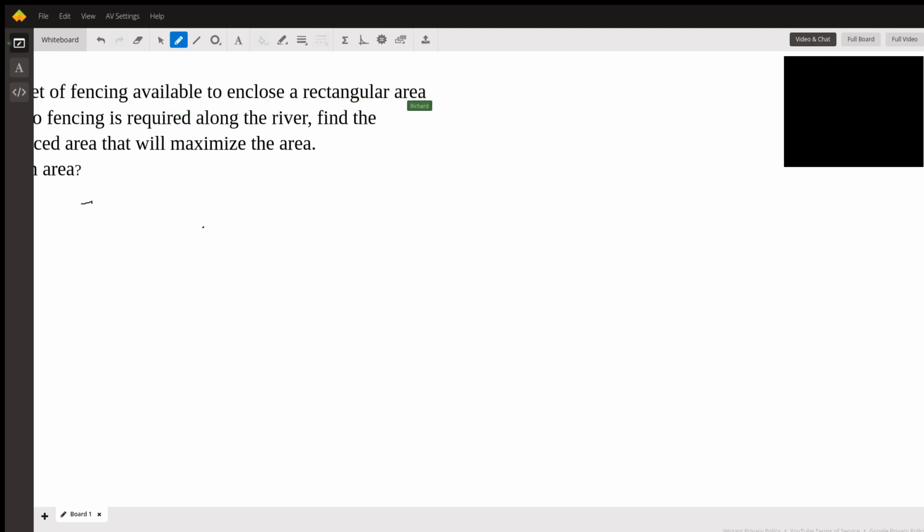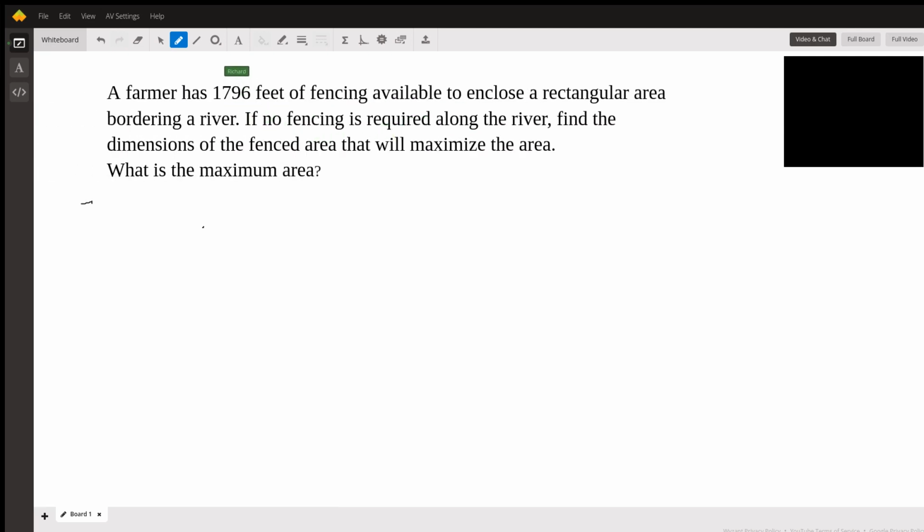And this is a kind of a classic question from Algebra II. So it's worth talking about. You're likely to see this on a test in school or even on a standardized test like the SAT or ACT.